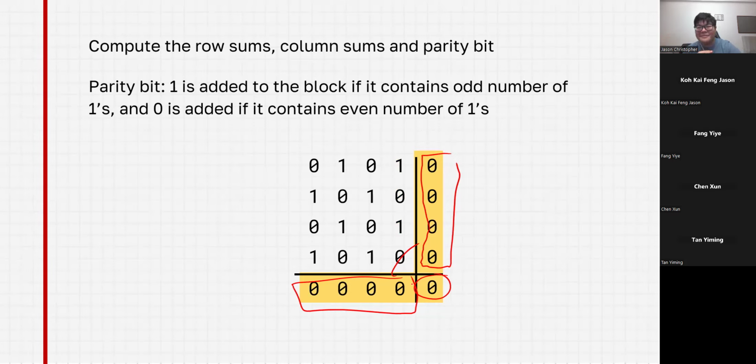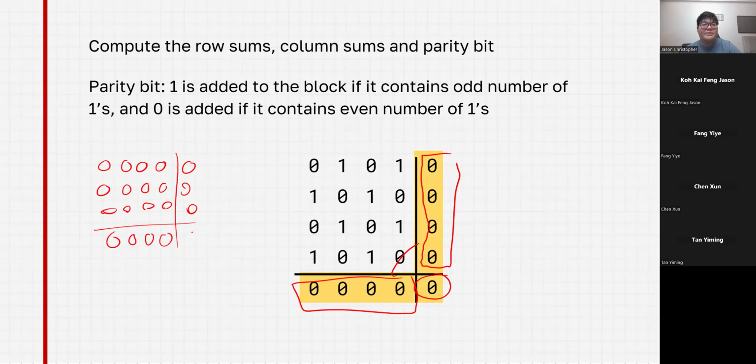Okay, so this is how you can think of it, right? Suppose we start with all zeros. Say if I have just this data, then I can compute the row sum, the column sum. This will be 0, 0, 0, 0, 0, 0, 0, then the parity bit will be 0. Okay, this is just if I have data which is all zeros. Now, let me just change one of the items. Say if this changes to 1.